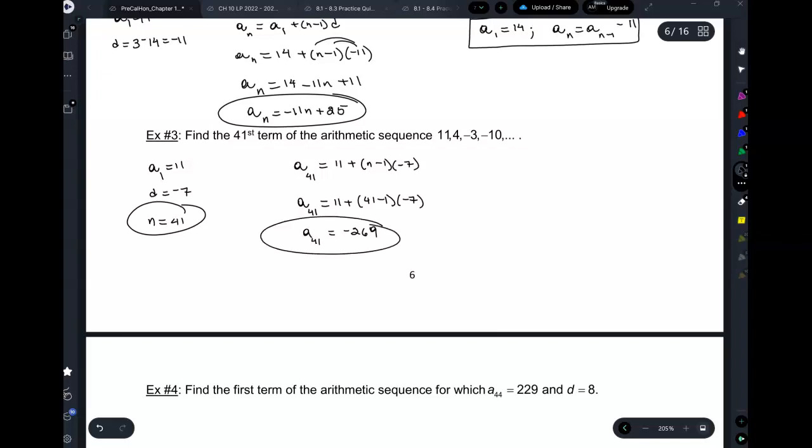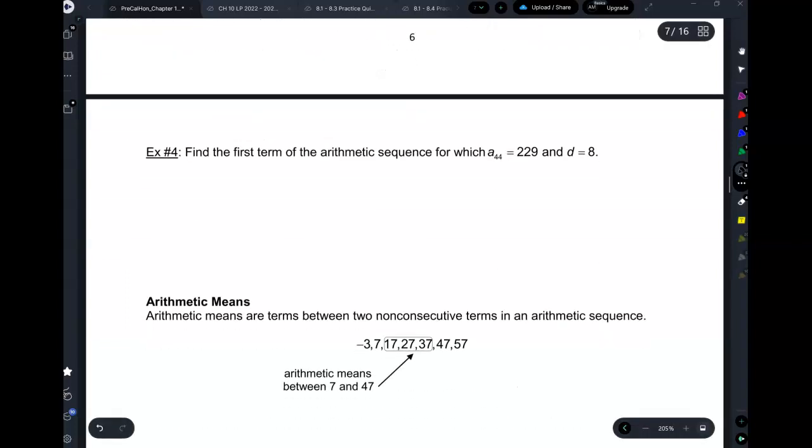Right? So you see how we just jumped into that sequence. We weren't going to sit there and subtract 7 40 times. That's just silly, okay? All right. So next one.